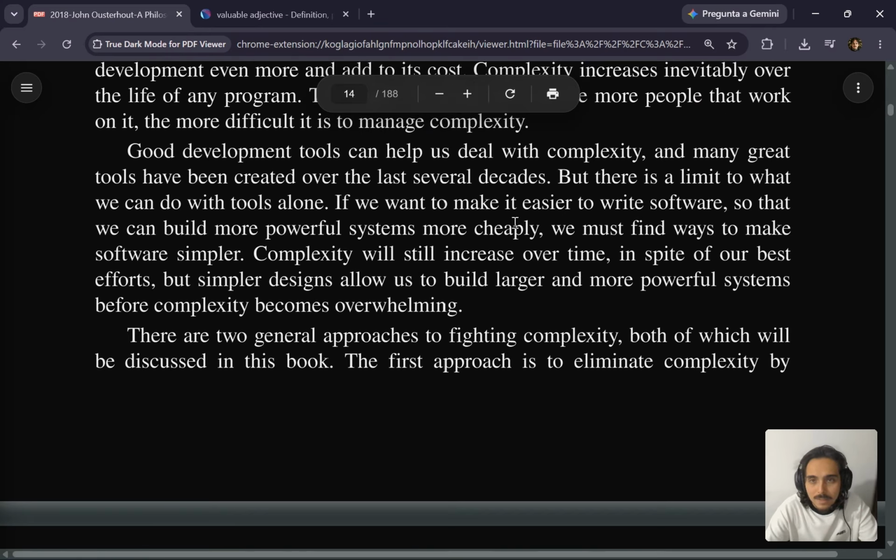Okay, so if we want to make it easier to write software so that we can build more powerful systems more cheaply, we must find ways to make software simpler. Yeah, I agree. Complexity will still increase over time. So this is like entropy, I guess. It's unavoidable that complexity increases. So I guess that good design is about creating strategies to minimize how much complexity increases. In spite of our best efforts, simpler designs allow us to build larger and more powerful systems before complexity becomes overwhelming.